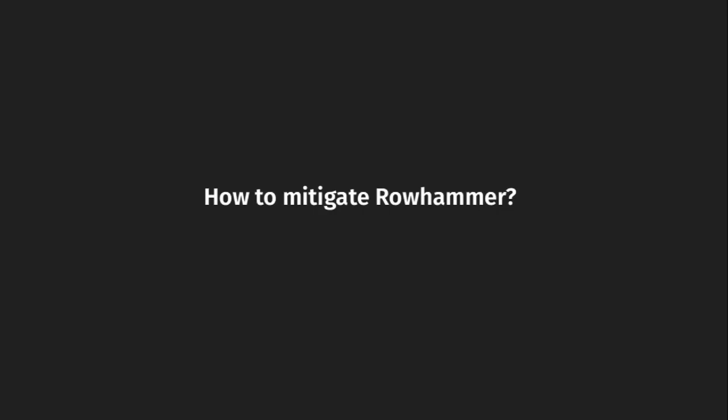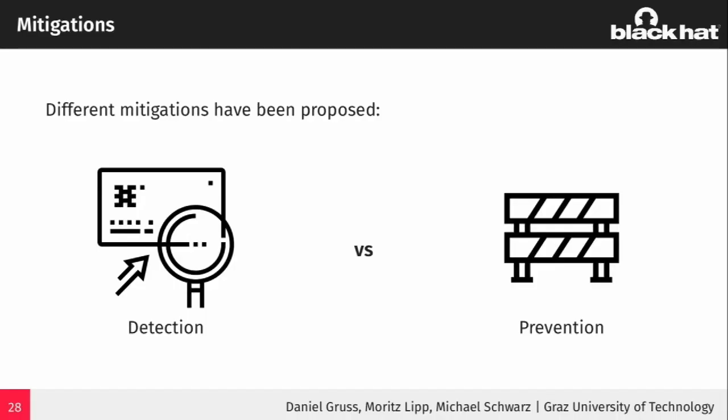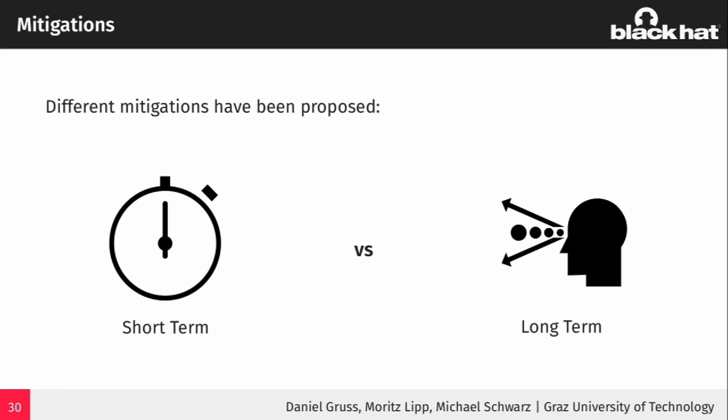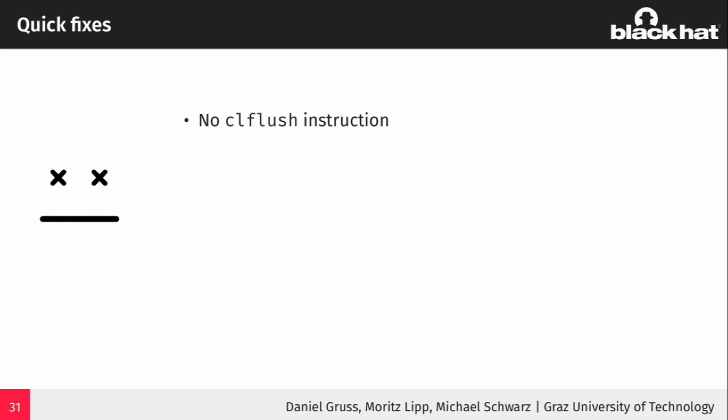So apparently we have a real problem, because we can just induce bit flips, get root privileges, corrupt something different. Can we mitigate that? There were, of course, different proposals to mitigate that. We can detect it, we can prevent it. Prevention's usually better than that. We can do all the stuff either in software or in hardware, where software is for us easier. And then we can talk about short-term solutions, quick fixes that fix it for some time, or long-term solutions, which are the really good solutions that we then should apply. So can we talk about some of them?